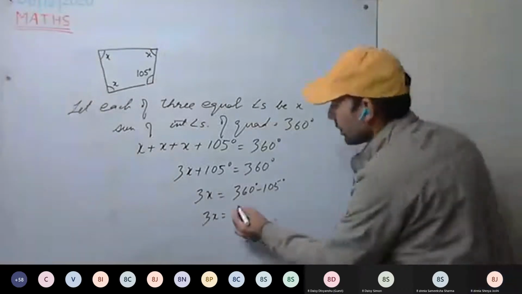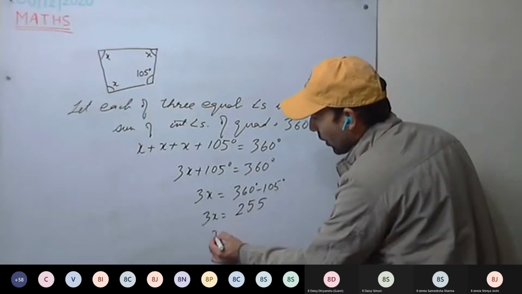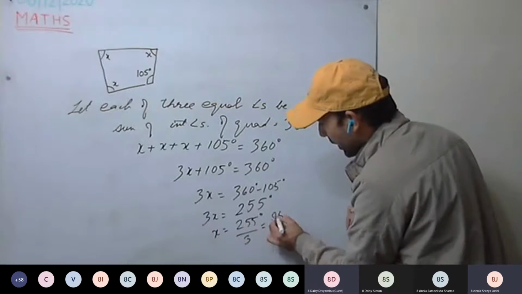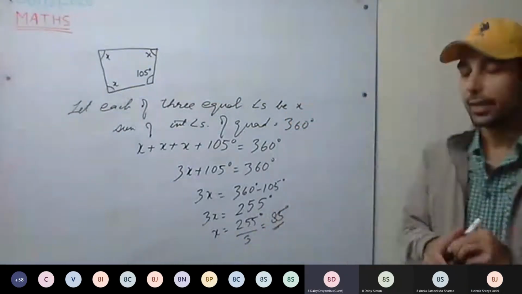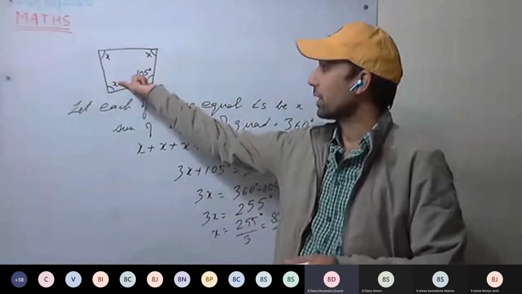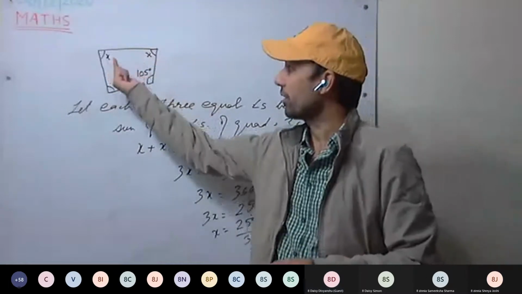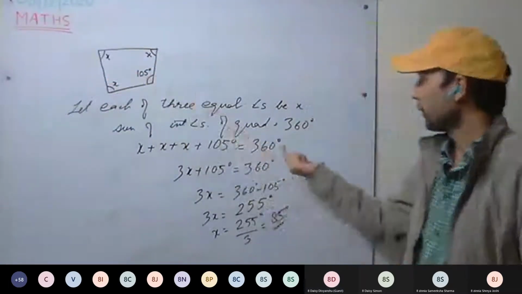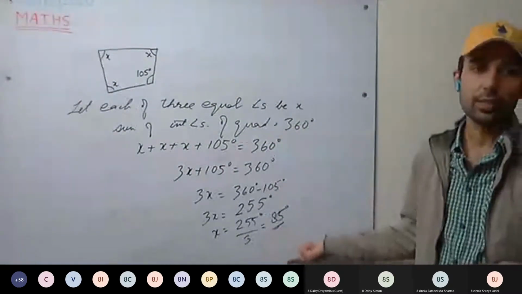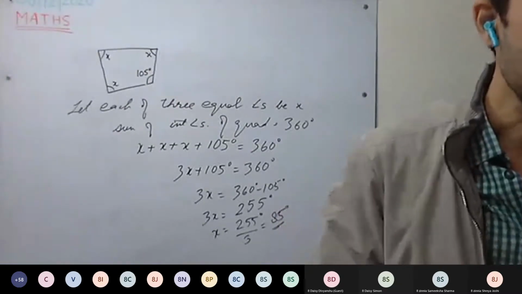Now x equals 255 degrees divided by 3, which is 85 degrees. So each of the remaining angles is 85 degrees. Now you can check as well: 85 plus 85 plus 85 plus 105 comes out to be 360 degrees. Okay, understood? Does anyone have doubt? So read the question properly. Okay, sixth question.